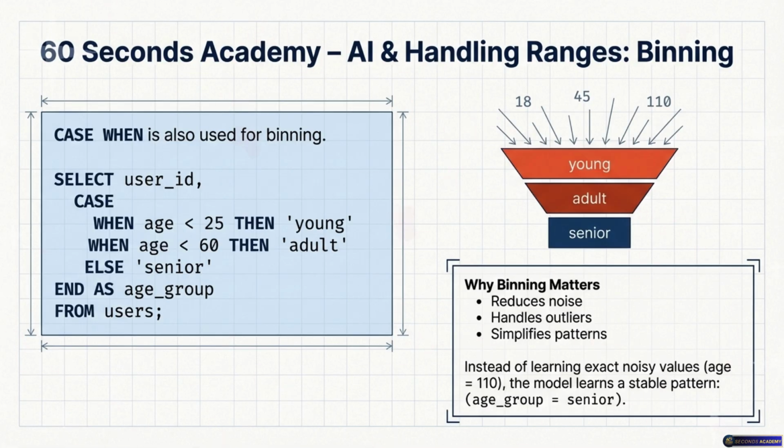Right. If you feed the raw continuous number 110 into the model, the algorithm's mathematical weights will heavily skew trying to account for this massive unexpected value. It completely warps the equation. But if that data passes through our binning logic first, the SQL simply sees that 110 is greater than 60 and smoothly categorizes them as senior.